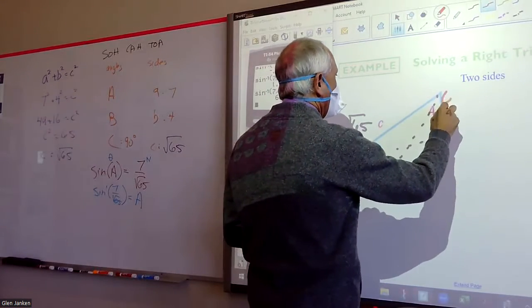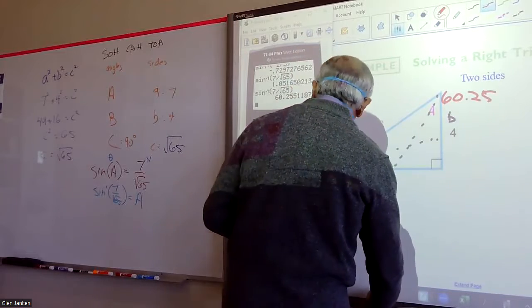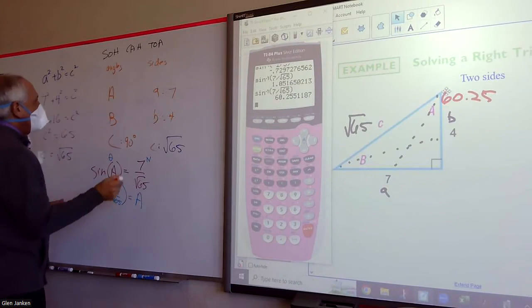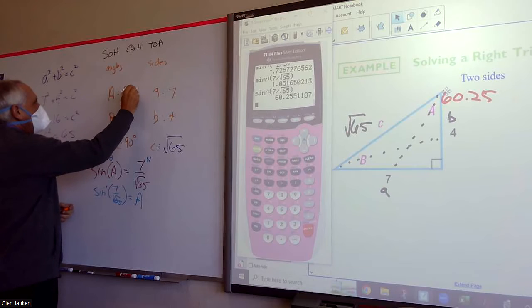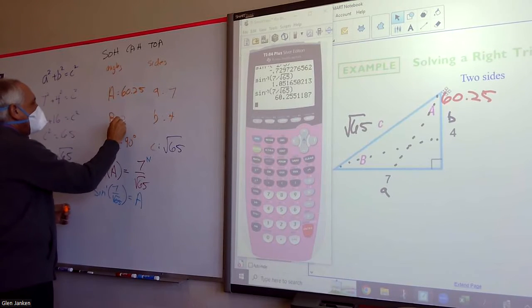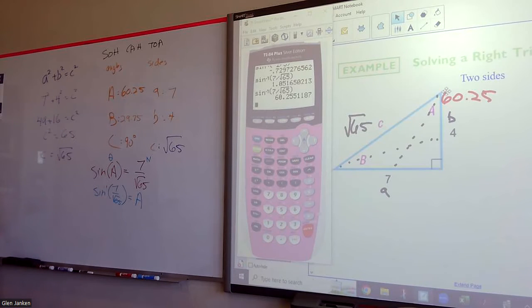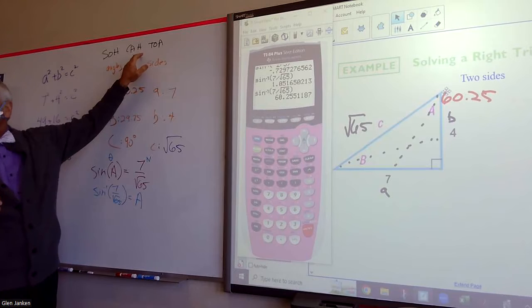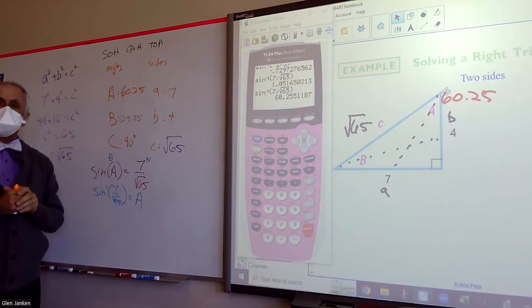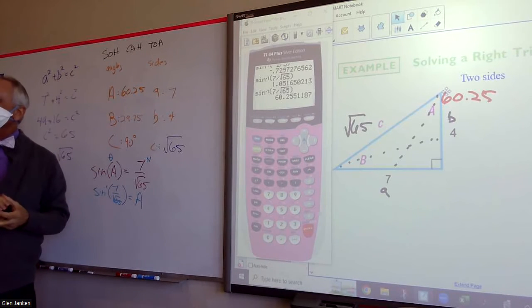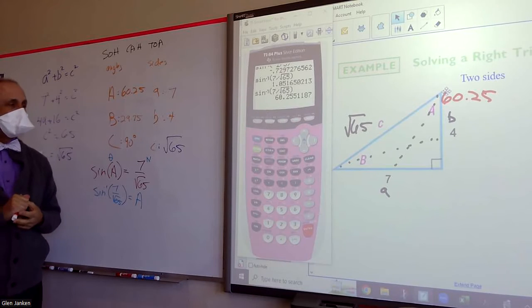So angle A, 60.25. So I know angle A here is 60.25. That means angle B is 29.75 by doing the subtraction. So if I have two of the sides, I know I can find the third side. And since the trigonometric functions are simply ratios of the sides of a right triangle, I can find out what the inverse trig function is, and it gives me the angle.